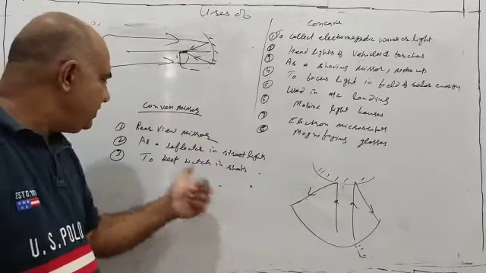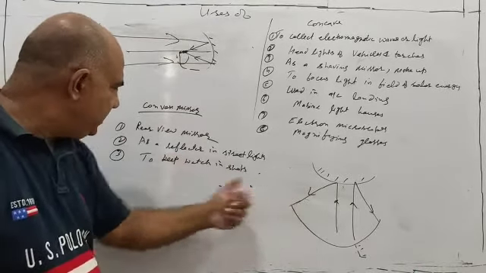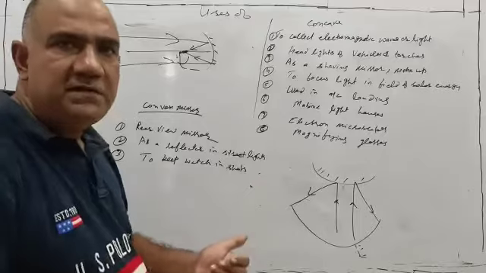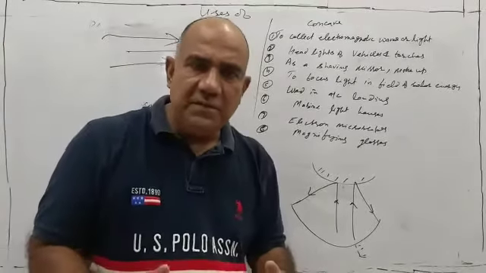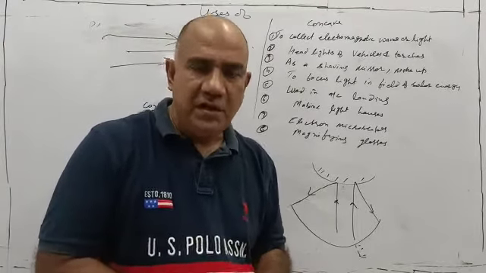Another, it shows an erect image, and as a reflector in street lights we have seen, and to keep watch in shops, etc. we have seen. So these were the places where these are used.